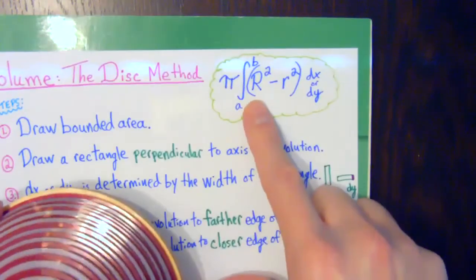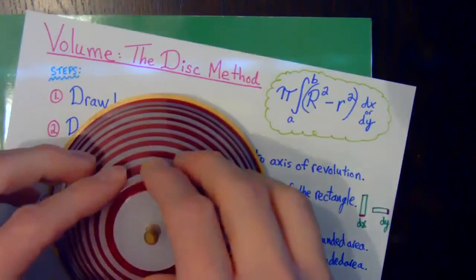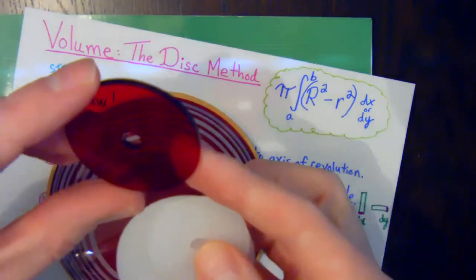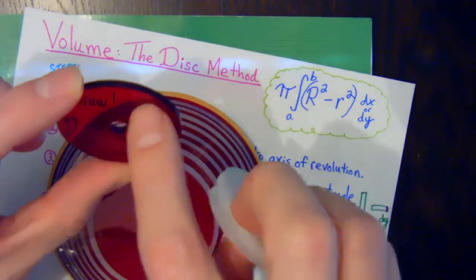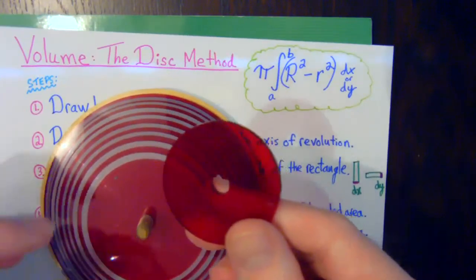Now you might be wondering, what's this capital R? What's this little r? If I take one of these circular discs, the capital R is the radius of the bigger circle. Sometimes your shape will have a hole in it, sometimes it won't.